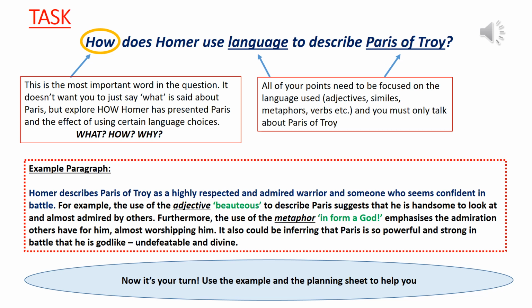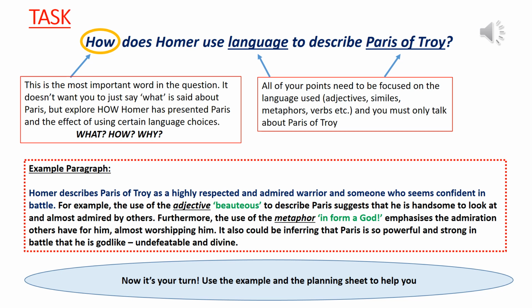Then I've put another idea. So I've used a connective phrase, furthermore. So you could have furthermore, in addition, another way. All of those phrases would work. So furthermore, the use of the metaphor in form of a god emphasizes, which makes it stand out, remember, the admiration others have for him, almost worshipping him. It could be inferring, which means like suggesting, that Paris is so powerful and strong in battle that he is godlike, undefeatable and divine. So once again, we're using that explanation to explain what in form of a god suggests. So remember, what, how, why.